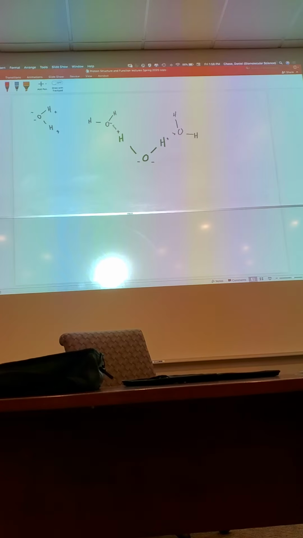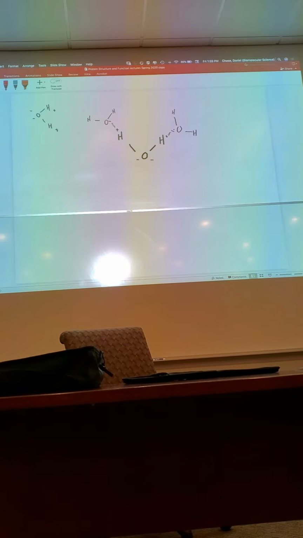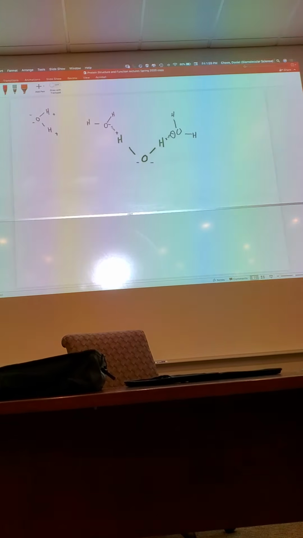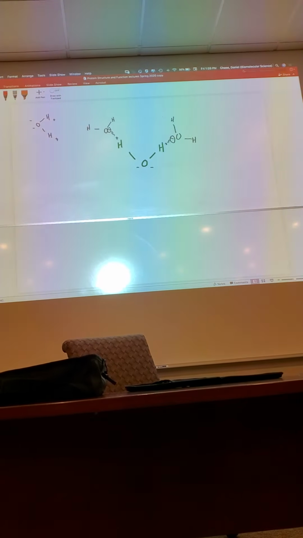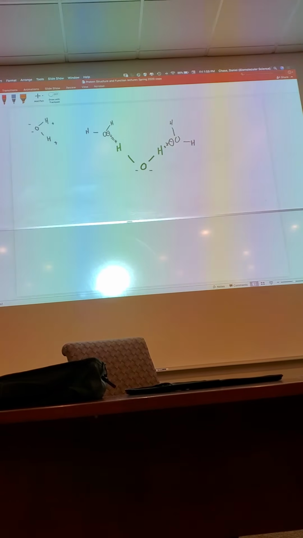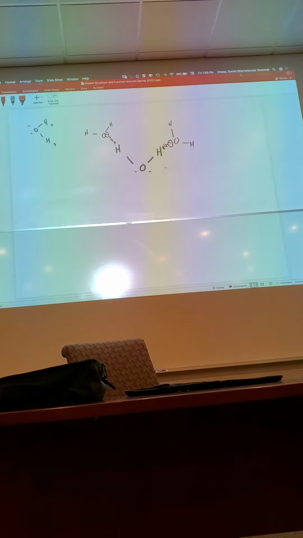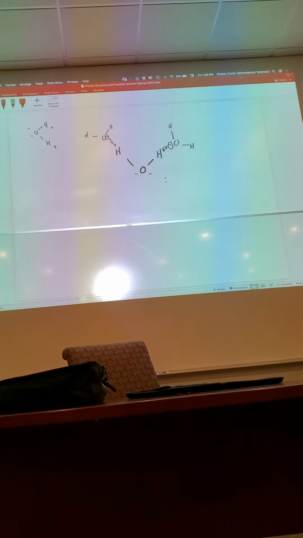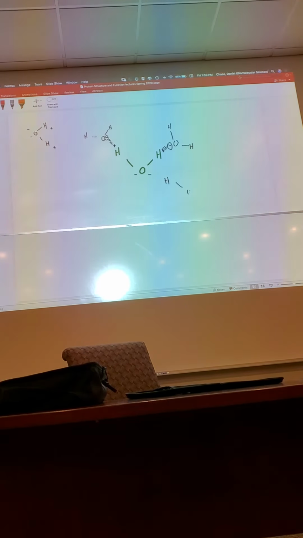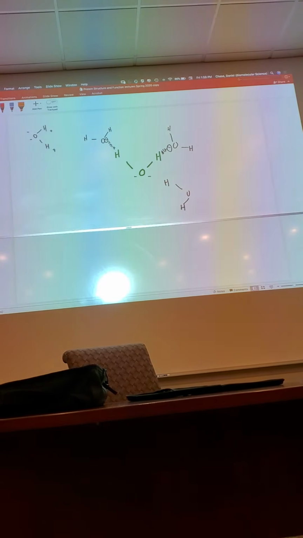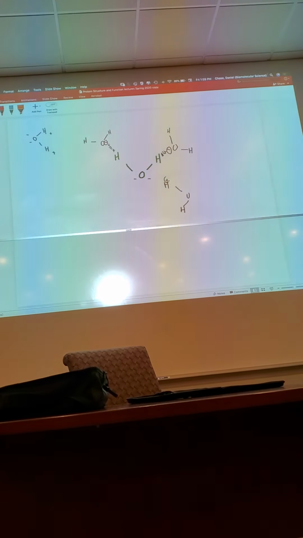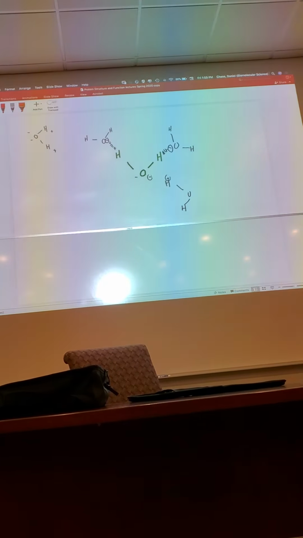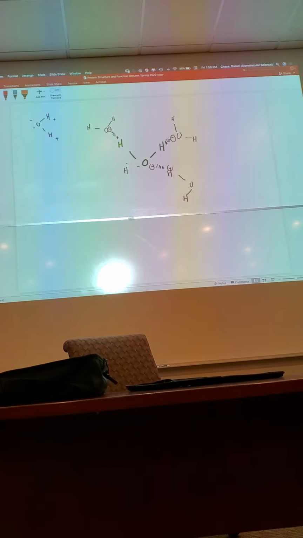I'll circle the charge so as to distinguish it from the actual electrostatic interaction, which I'm representing by these dashed lines. By the same argument, I could put another water molecule down here. If I oriented it properly, I could have another electrostatic interaction here. And of course, I could have another one here.